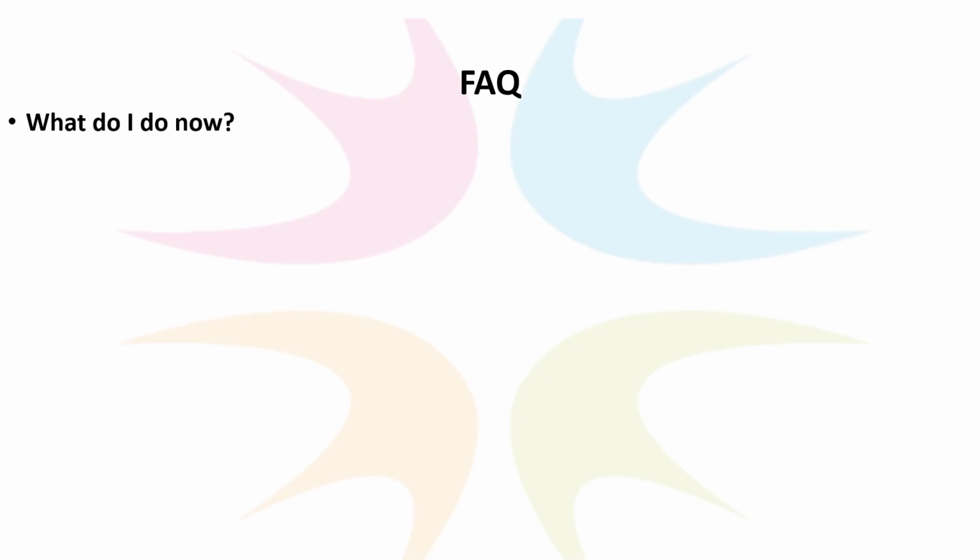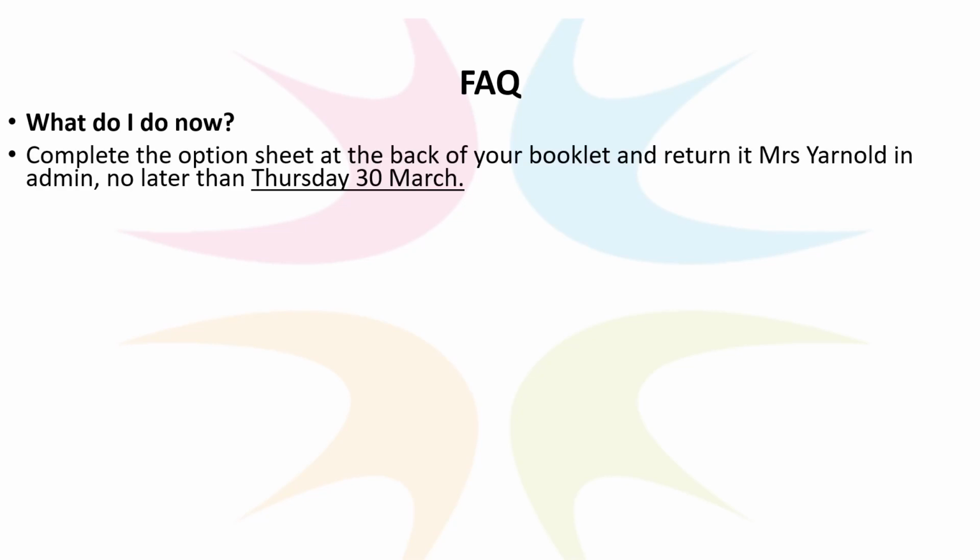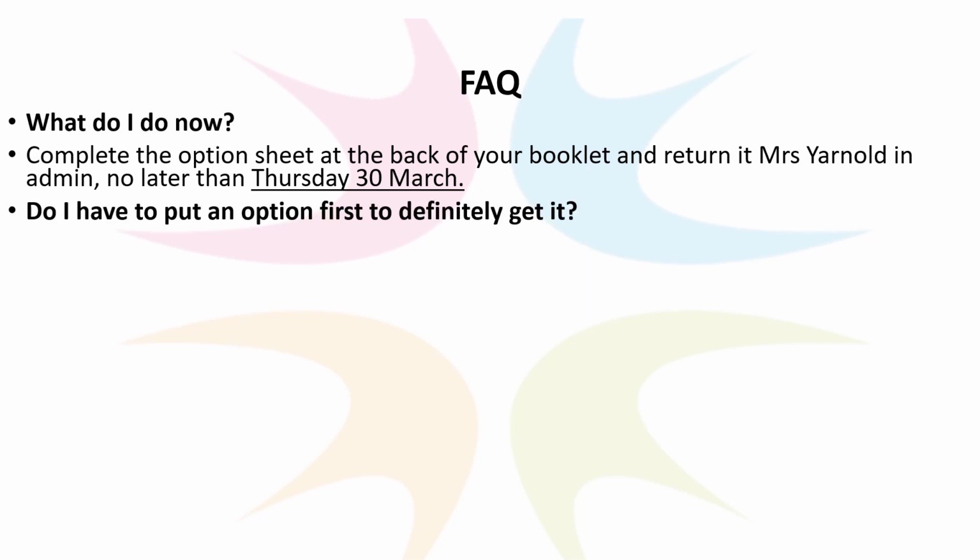Remember, it's really important to meet that deadline as I can't guarantee you will get your choices after that date, unless there are exceptional circumstances. And even if you're not in school on that date, you can still take a picture of it on your phone and email it in to Mrs. Yarnold. Do you have to put an option first to definitely get it?